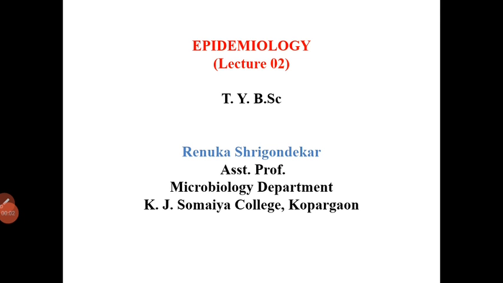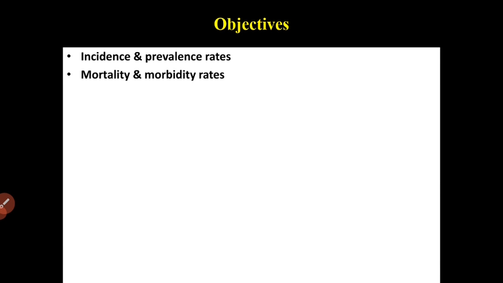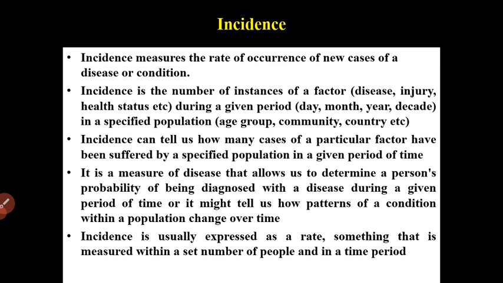Hello students. In the last lecture, we started with the unit epidemiology. In that, we saw its definition, scope and application. Now moving ahead, we will see the next objectives: incidence and prevalence rates, mortality and morbidity rates. So let's begin. Incidence rate.